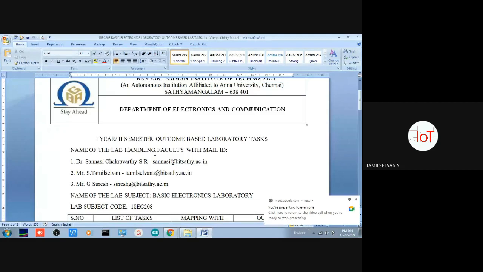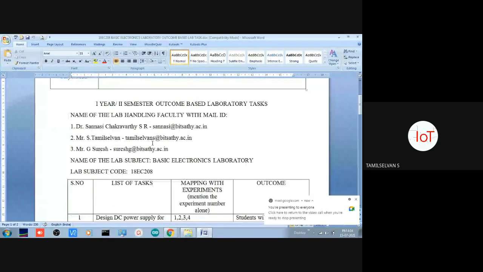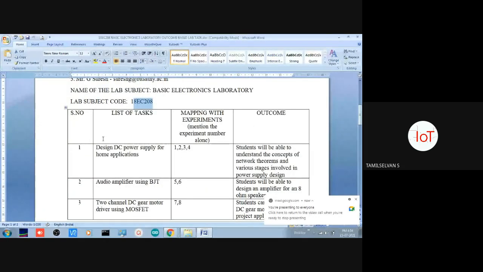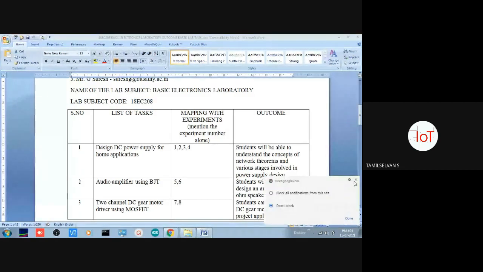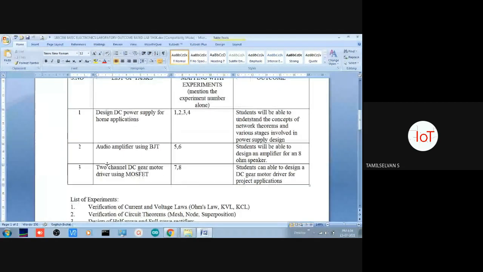So actually, this is our syllabus for the first year, second semester outcome based laboratory task. This is regarding the subject Basics Electronics Laboratory. Subject code is 18EC208. I hope on Monday's session you got some idea about how to design this particular task, how to complete the first task. Sanay sir has completed, I hope. So in continuation, I'm going to complete the third task.